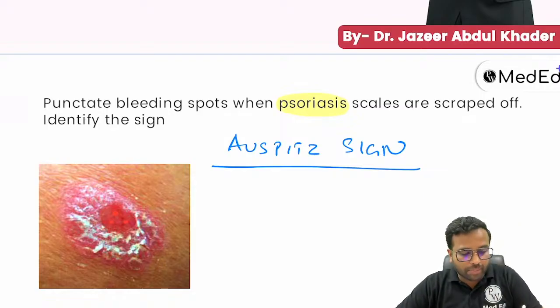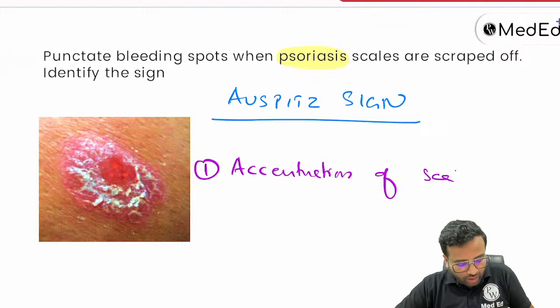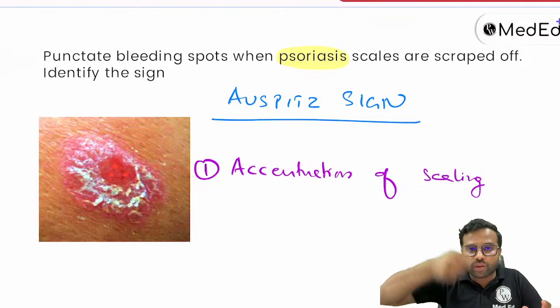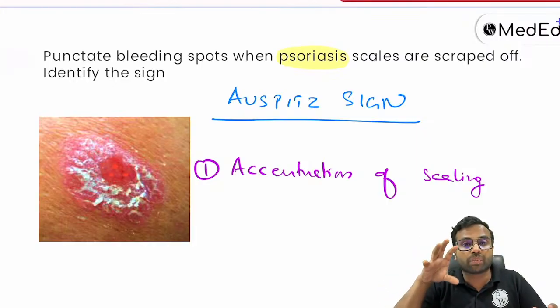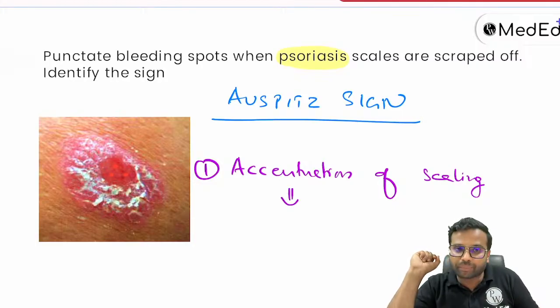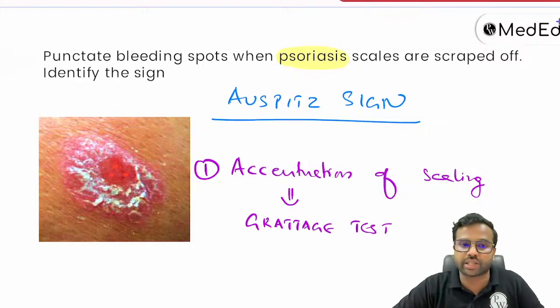The first step, I'll just use another color here. The first step is that there is an accentuation of scaling. Accentuation of scaling means when you start scraping over the lesions, the scaling becomes much more visible. And what is the name of this first step? When the scaling becomes more visible, please remember, this is what you call the grattage test. This is called the grattage test.